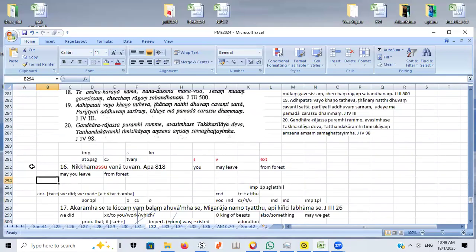When you see something like that, you try to remember imperative. Okay, so the word is nis plus kam. Kam is to go, and nikkam is to go out. So in this case, imperative, "may you leave." You don't say "may you get out." You can say "get out," but the moment you use the word "may," you say "may you leave." The word "may" is polite.